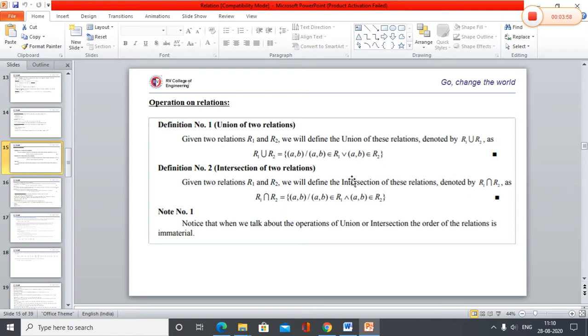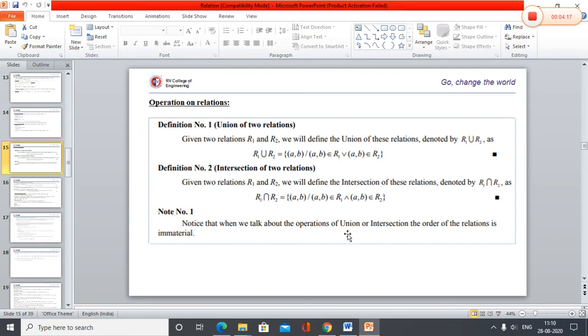It doesn't belong to B, but it belongs to set A, so I am going to take that. And 6 to 10 belongs to B. It doesn't belong to A, but I am going to take it because it belongs to one of the sets. So in the same way, in union also, I am going to take all those ordered pairs (a, b) which belong to either R1 or R2.